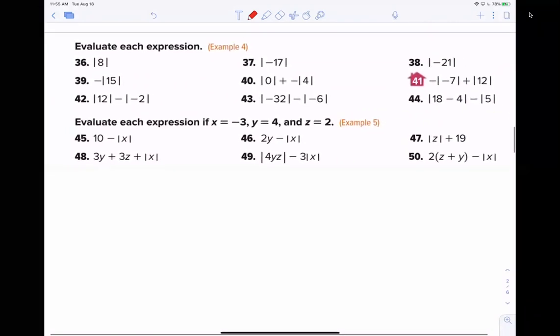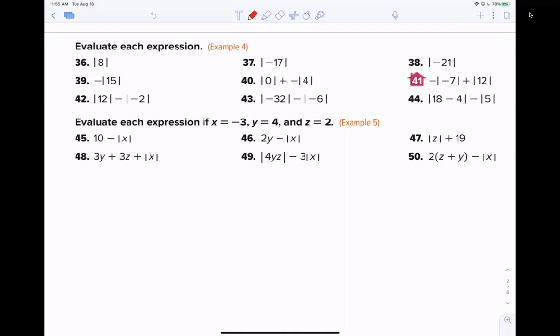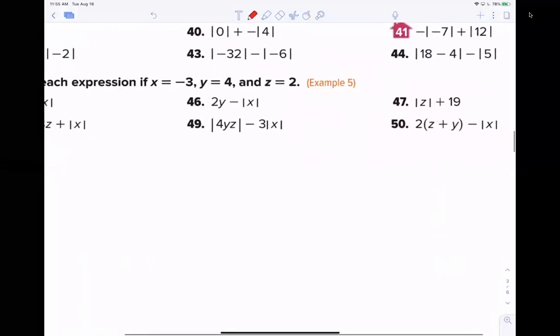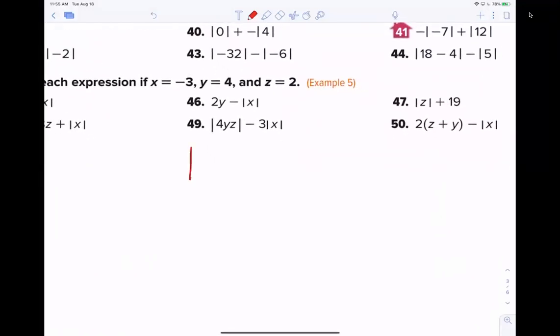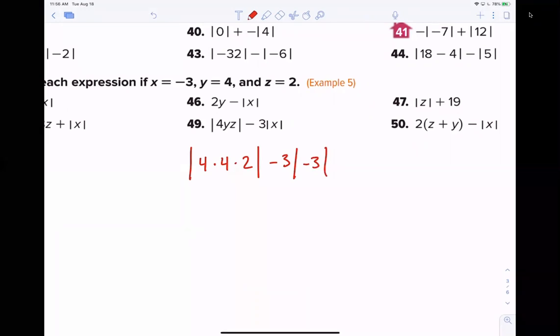What I want to do is I'm going to ask KK a question. I want everybody to look at number 49. Everybody's got to go to 49. All right, KK, I want you to do this for me. Absolute value. What is Y? What's Z? What's X? Okay, does everybody see what I did on number 49? Right? Everybody's good? You see that, KK?